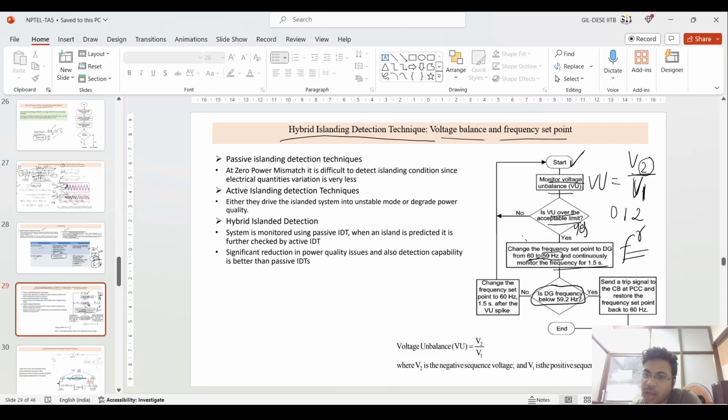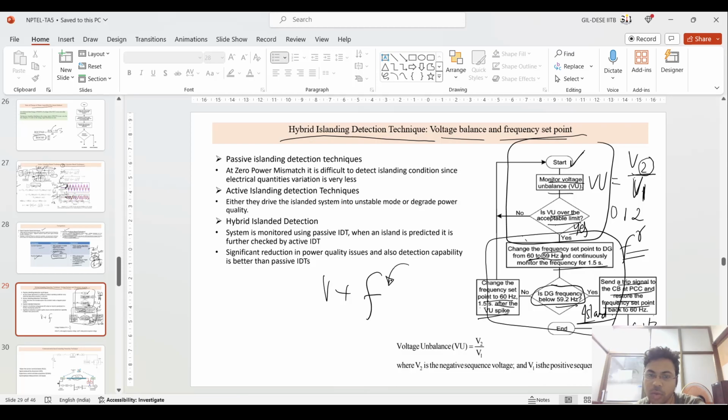And if this DG frequency is below 59.2 Hz, in that situation which is being created intentionally, then it will send a trip signal to the circuit breaker at the PCC to restore the frequency back to 60 Hz. And if it is not, then check the frequency again, that 60 Hz, and after the voltage spike. And after it is checked, if the DG frequency is below 59.2 Hz, it is a situation of islanding. So here you have combined the voltage and the frequency detection both.